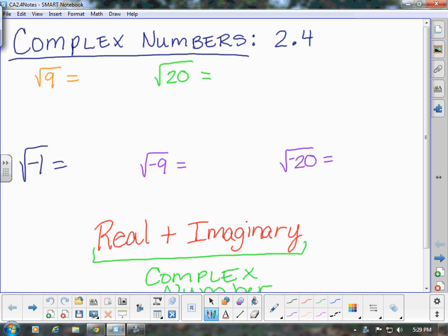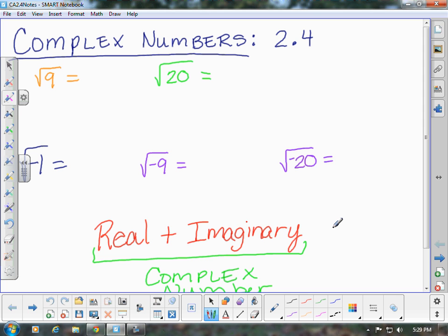Alright, so section 4 here deals with complex numbers. Before we get into the complex numbers, just some things about square roots. If you're dealing with the square root of 9, that would be 3. When you have something like the square root of 20, you can factor that to 4 times 5, and then the square root of 4 is 2, and then the square root of 5.